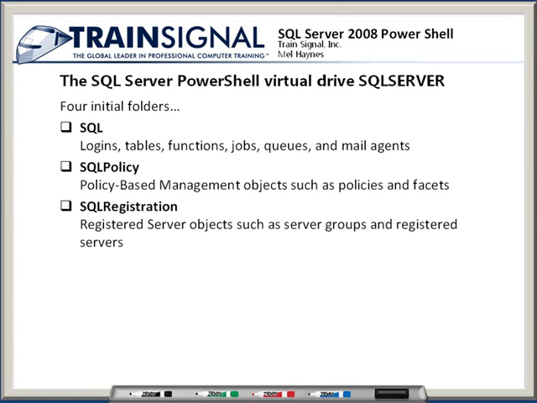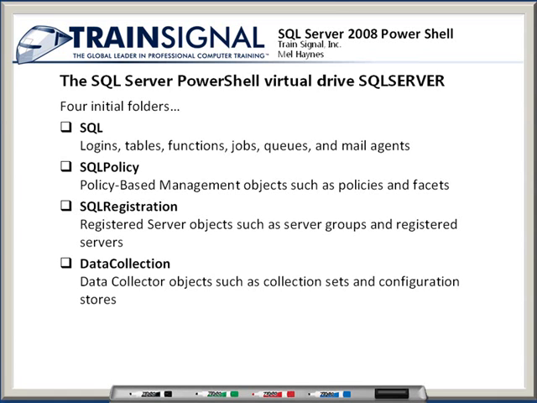There's SQL Registration, which holds my registered server objects, such as server groups, as well as other registered servers. Now, in my environment, we only have one registered server right now, and that's my default server. But then the 4th folder is the Data Collection folder, which has my data collector objects such as collection sets and configuration store. So anything related to any of the data collector objects that are available under SQL Server.